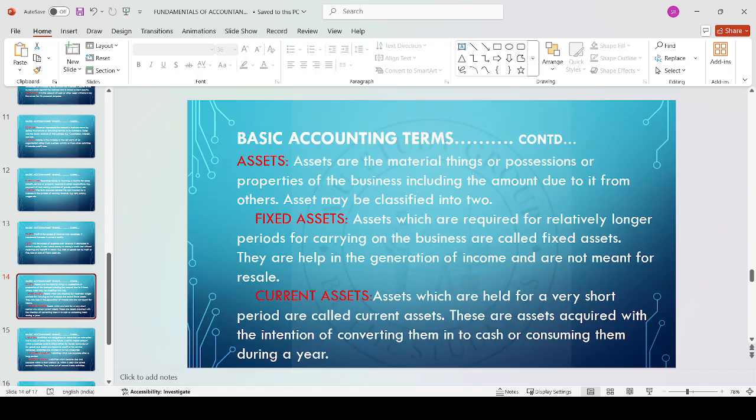And current assets are the assets that are held for a very short period, usually with the intention of converting them into cash or using them within a year, like cash in hand, accounts receivable, inventory. All these are current assets. Okay, now let's go on to liabilities.